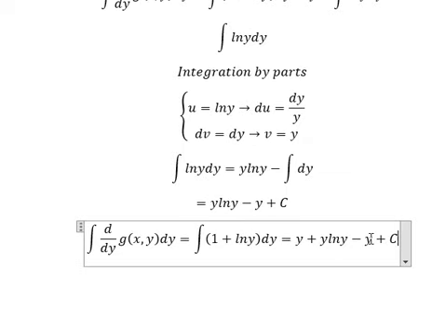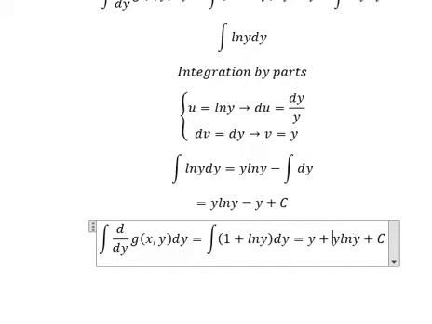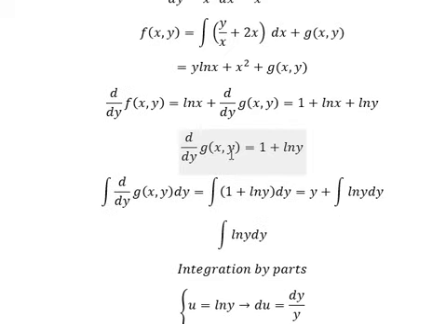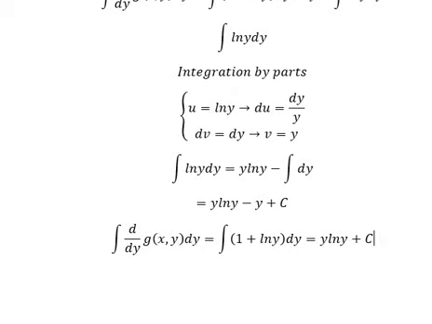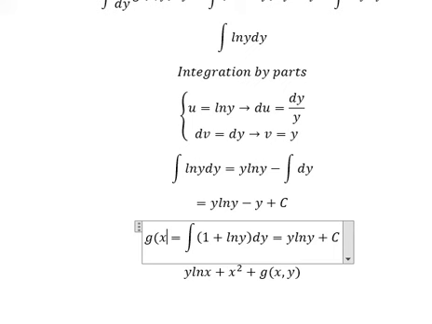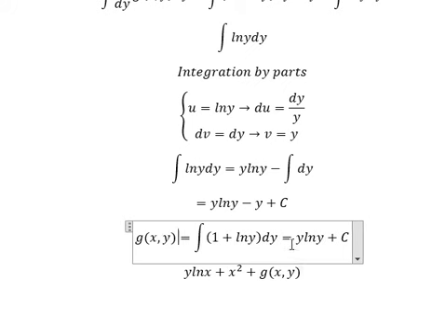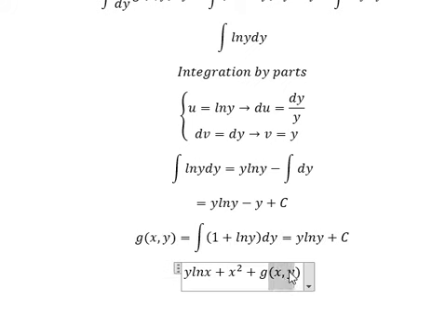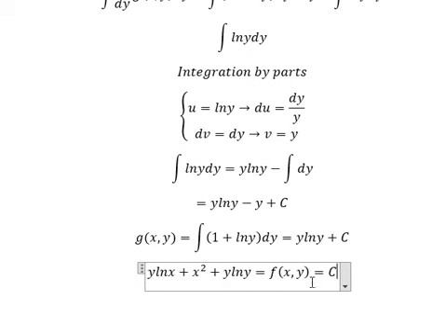So y minus y we cancel. And now we go back in here. So the integration of this one, we have g(y), and g(y) equals to this one. So we change this one in here. And we know that this one equals to this one, and this one equals to c. So we just simplify like this.